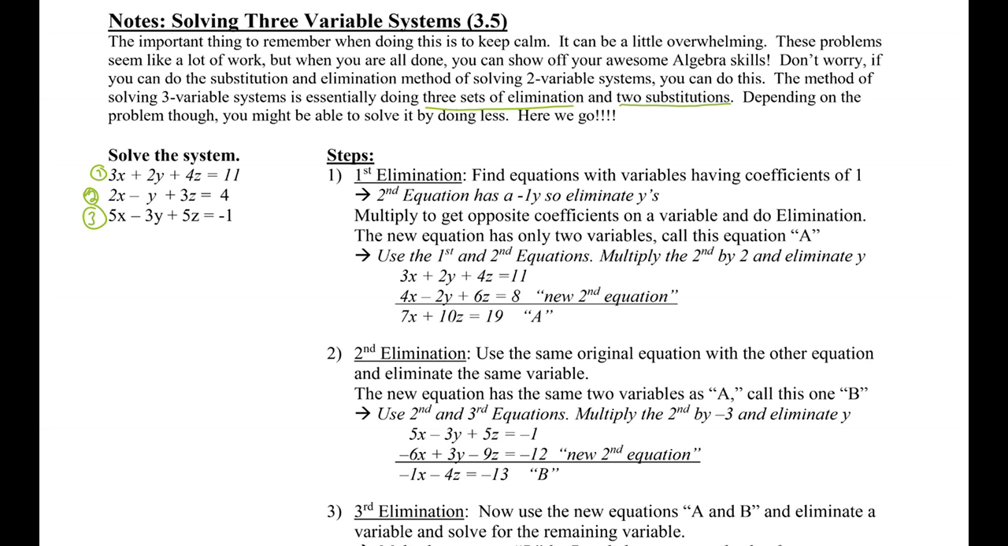So this was from equation 1. This one was from equation 2, and they found it by multiplying that equation by 2 in order to create a cancellation with the y's. This is your new equation then, which we're going to use as A.